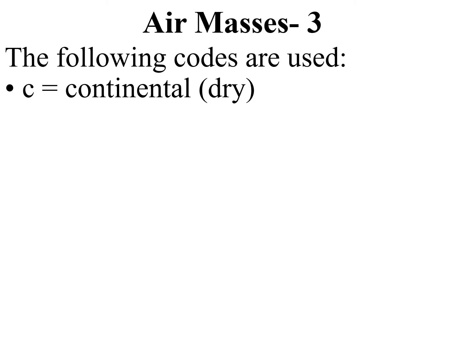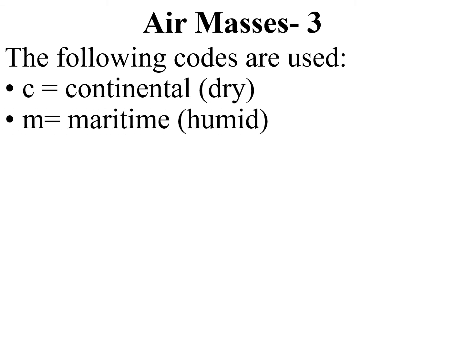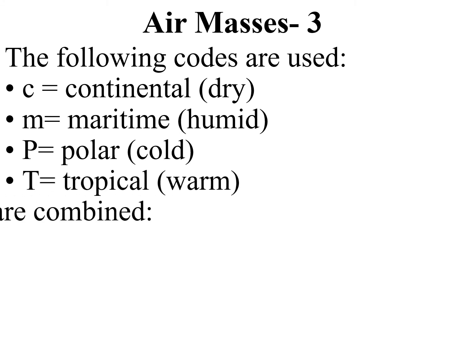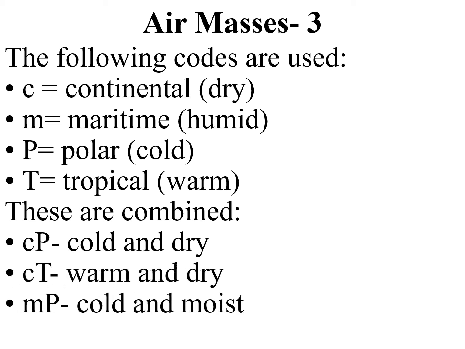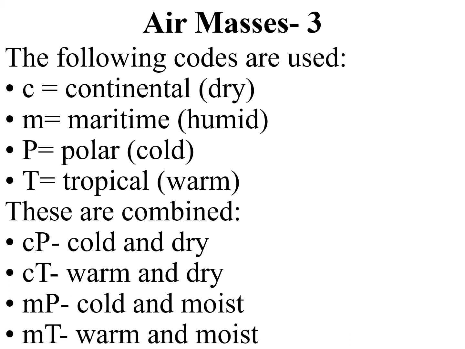So we use the following codes. Notice the first letters are always lowercase. That's important. So it could be continental or maritime, referring to dry or humid. The second letter is always capitalized, polar or tropical. So we combine: cP, continental polar, cold and dry; cT, warm and dry; mP, cold and moist; and mT, warm and moist.